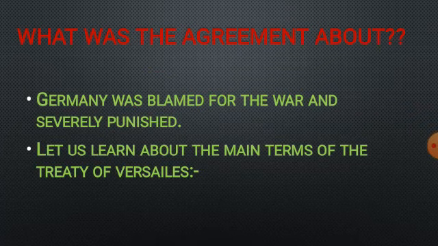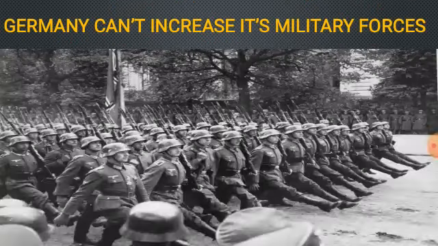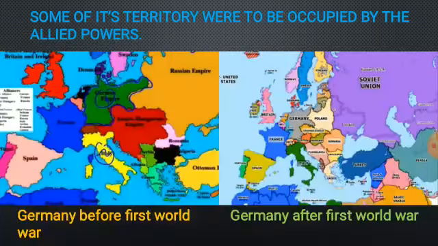Germany was blamed for the war and severely punished. Let us learn about the main terms of the Treaty of Versailles. Number 1. Germany would have to pay a heavy fine. Germany can't increase its military forces. Some of its territory was to be occupied by the Allied powers, as is clear in this map of Germany before the First World War and Germany after the First World War.